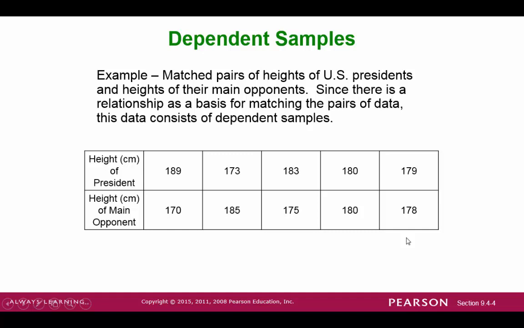Here's an example. If we take a look at the matched pairs of U.S. presidents and the heights of their main opponents. It's been said that the taller person in the presidential race usually wins. I don't know if that's true, but this is one way to check. So there's 5 randomly selected presidents and their opponents, and then we have their heights here. So this is matched pairs. We have the president and the runner-up candidate who didn't win, and then we can match those heights as the paired data. So this is an example of a dependent set.